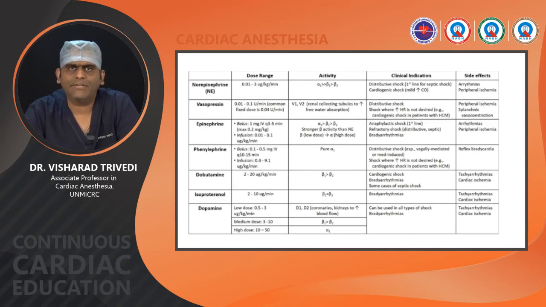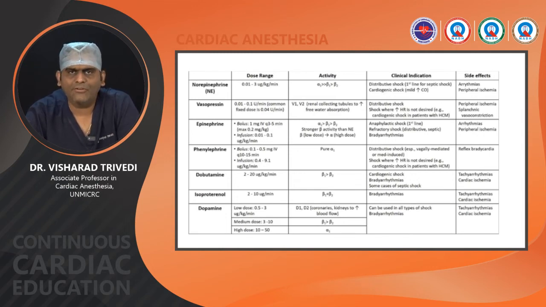Vasopressin, again the same distributive shock, without increased heart rate, which is not desired. Again the side effects are peripheral ischemia and splanchnic constriction. Epinephrine side effects are arrhythmias and peripheral ischemia. Drug of choice in anaphylactic shock and refractory shock. Phenylephrine is mainly used in severe vasodilatation. Reflex bradycardia is the side effect.